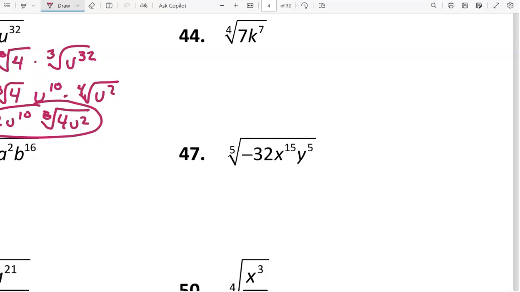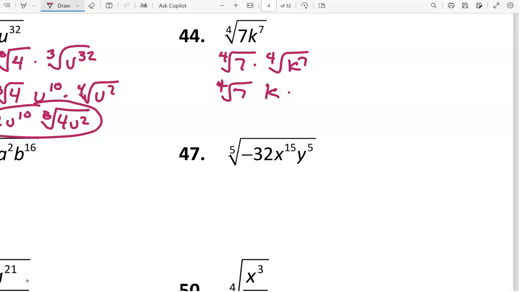In 44, 4th root of 7 k to the 7th. So 4th root of 7 times 4th root of k to the 7th power. 4th root of 7 does not simplify. And if we think about the 4th root of k to the 7th, we can divide that index 4 into the exponent here. And 4 goes into 7 1 time.